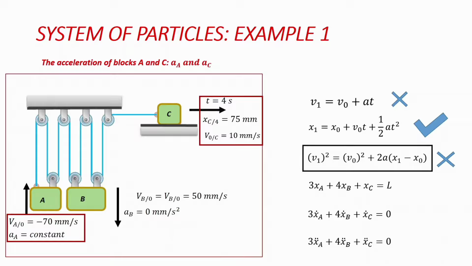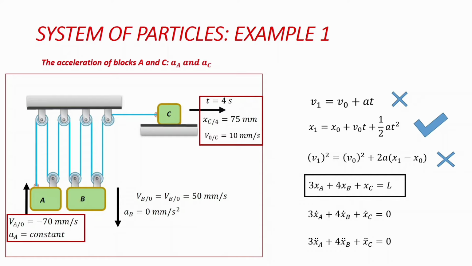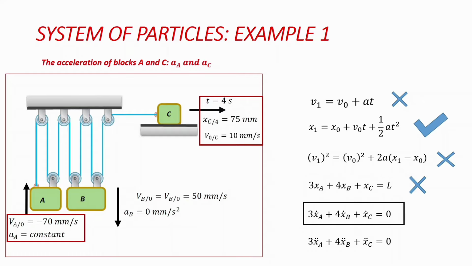We don't have final velocity for any of the cases, and we don't have acceleration that we are looking for. So for both block A and block C, this equation is not valid. If we look at the next equation, we see that this equation relates displacements. But we're not looking for displacement, we are looking for acceleration, so it's not valid. If you look at the next equation, it relates velocity. It's also not valid because we are looking for acceleration components and not velocity.